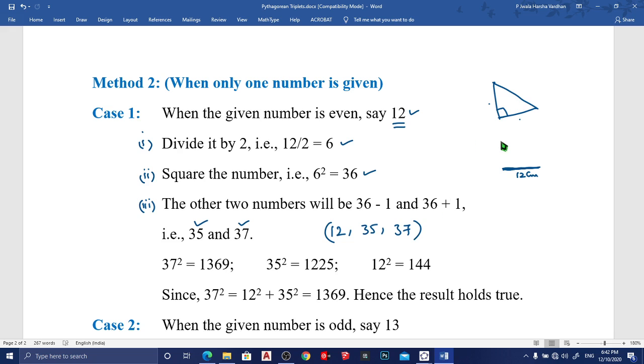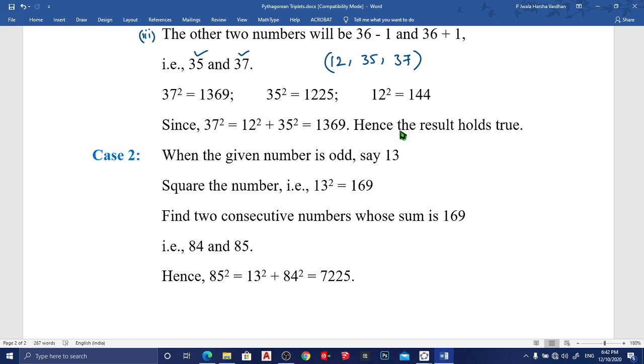So now this will be the 35, and this will be the 37, which is the longest side, the hypotenuse, and this will be the perpendicular side. This is the base. Okay, like that you can find the remaining triplets if it is an even number. Next, case 2 is if the given number is an odd number like 13.